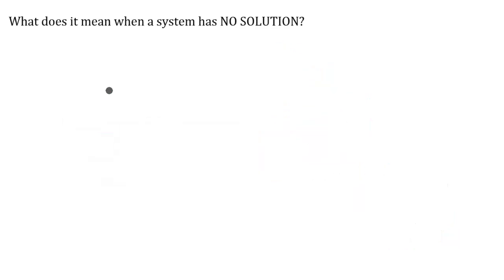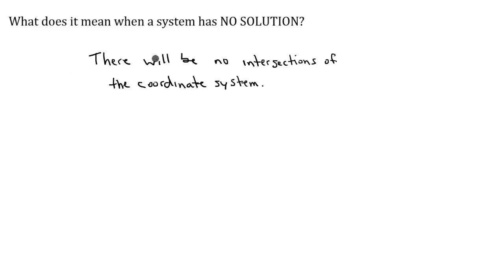So going back to this question, when it says, what does it mean when a system has no solution? Well, if you graphed it, there's no part where x and y would be the same, so there will be no intersections on the coordinate system. And it's as simple as that.